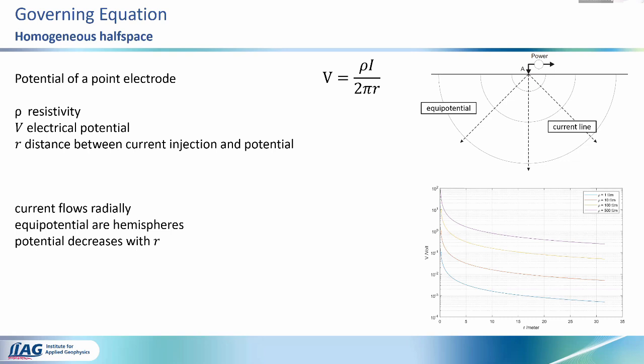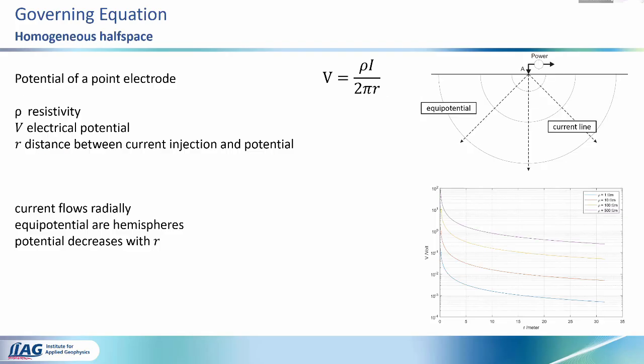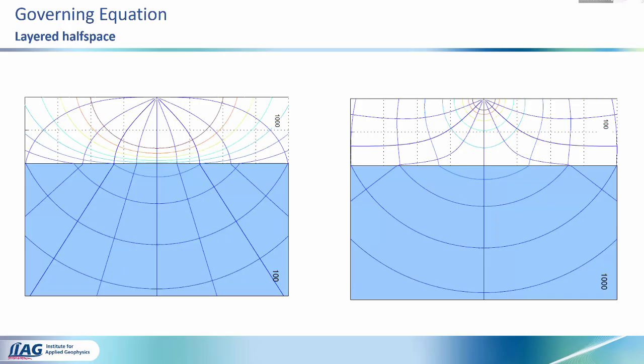And it follows basically this very simple equation. And that was for a homogeneous half space. There I have just hemispheres. If I now go to a layered case, it looks a bit different. But the good thing is that's what we calculate, and if we measure, we can get the ground from that. So this is 100 ohm meter over 1000 ohm meter, and here we have vice versa, 100 ohm meter above 1000 ohm meter.